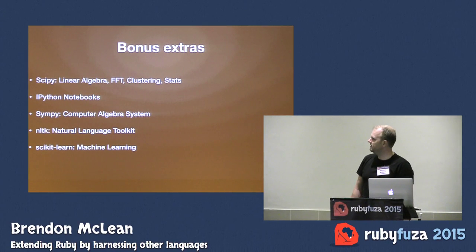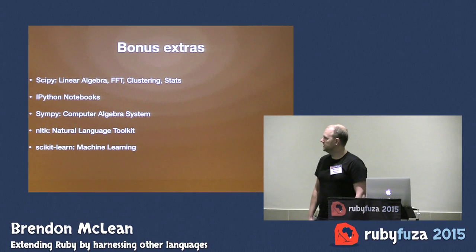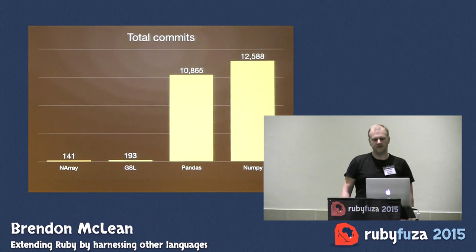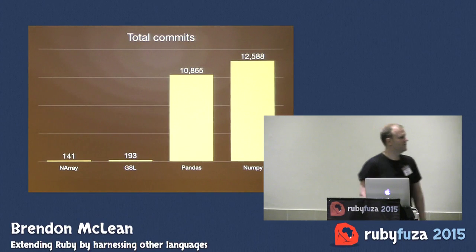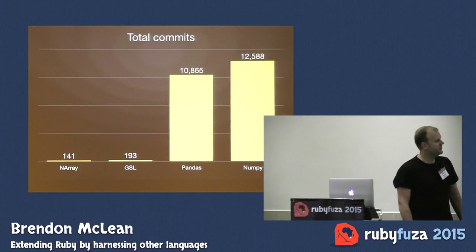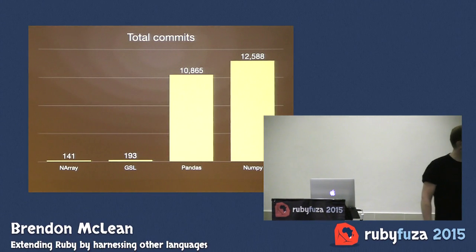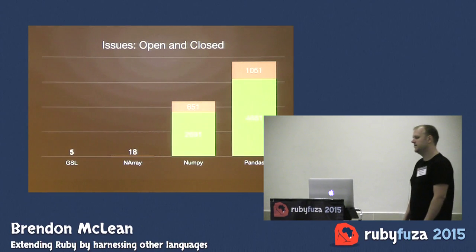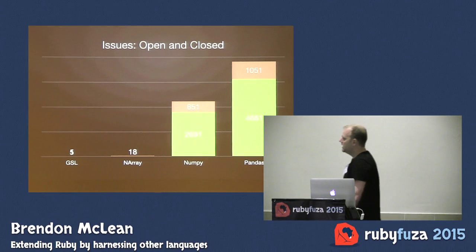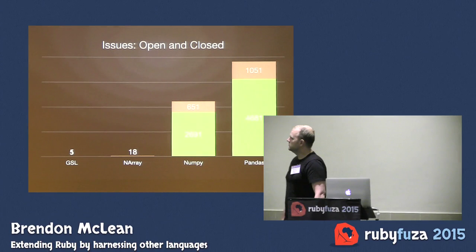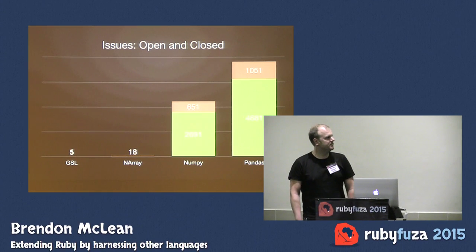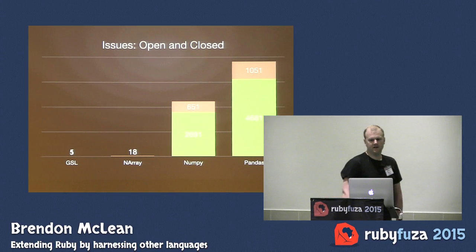So just to quickly dive into the strength of the community, and this again is just for data, not for the web or anything. These are total number of commits for Pandas and NumPy versus the equivalent in Ruby that you can use. Same goes for contributors, and same goes for issues, open and closed. And I think the issues thing is the most important thing for me. Every one of those things is something someone has run into that I don't have to worry about.